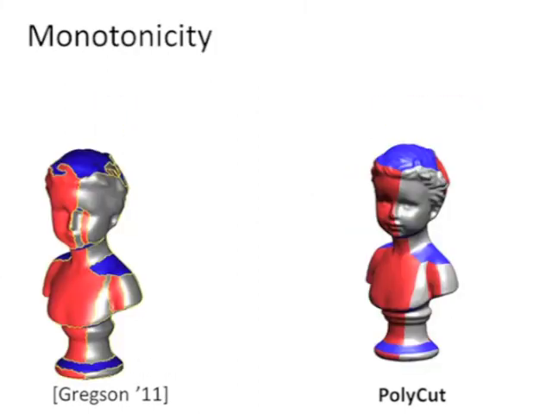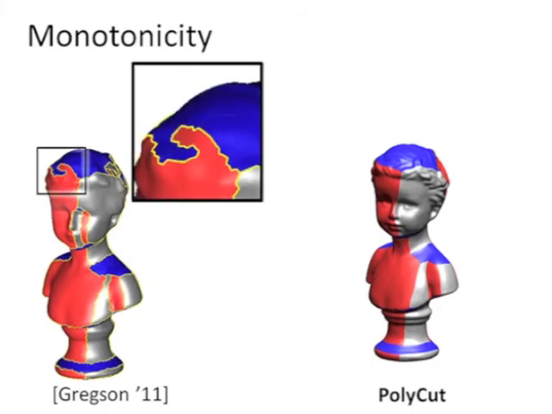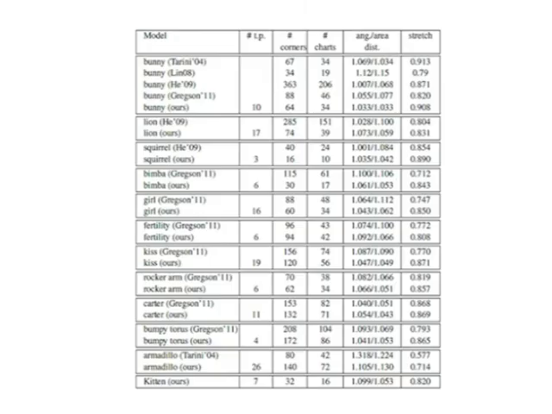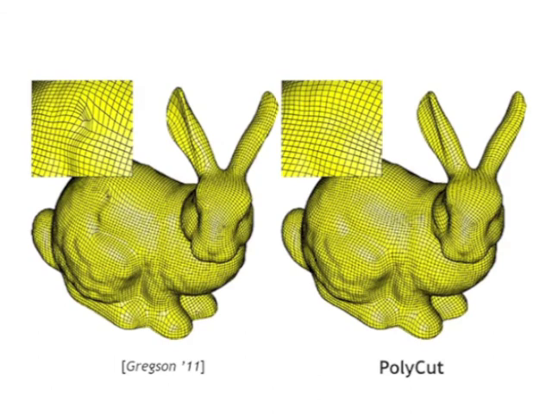In contrast to Gregson et al., our method resolves all non-monotone boundaries. On average, our method reduces the number of singularities by 30% while simultaneously reducing distortion. Using our polycubes for hex meshing leads to better mesh quality than that provided by previous methods.